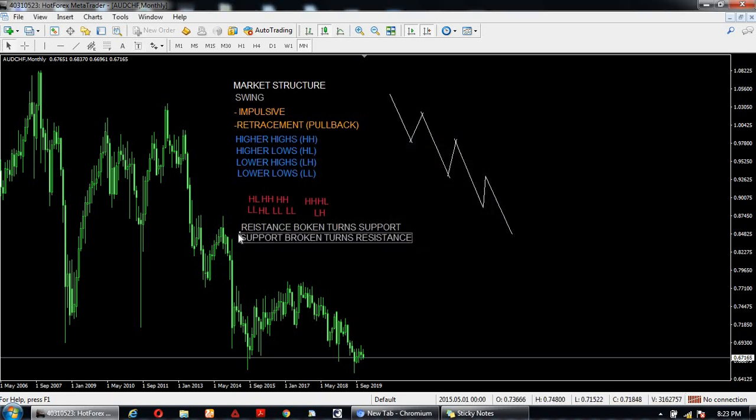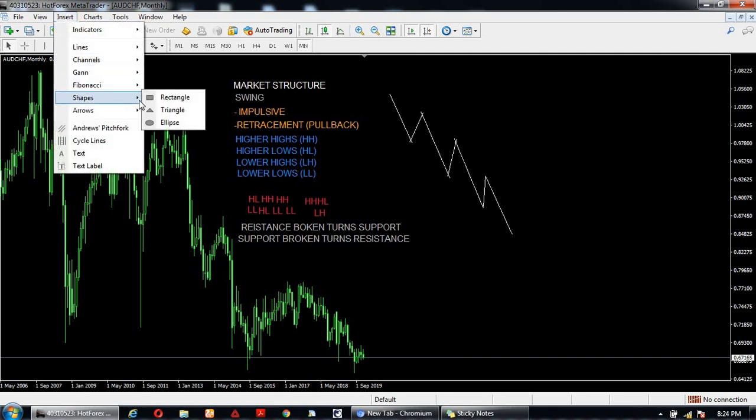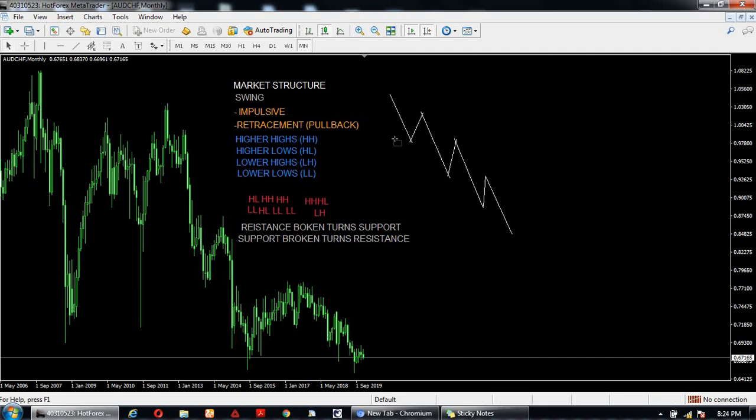Support broken turns resistance. Yes, so let me use this same swing movement of price to illustrate something here. So we could see vividly that price came all the way to the downside, and price found what? Price found support here. Price was falling right from this point, and price got to this point. Price found support and then started coming back to the upside, and then again back to the downside.